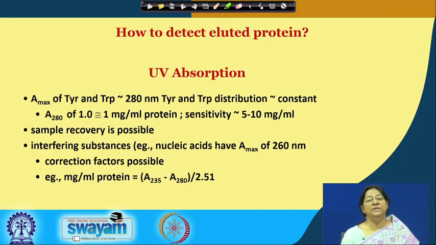It may so happen that there will be a set of fractions that contain our protein of interest. What is done then is these fractions are pooled together, and a dialysis technique is used to concentrate the protein of interest, or a lyophilization technique to remove the solvent and obtain the protein of interest. The advantage of using UV absorption is that sample recovery is possible.